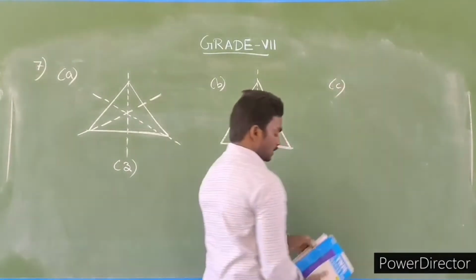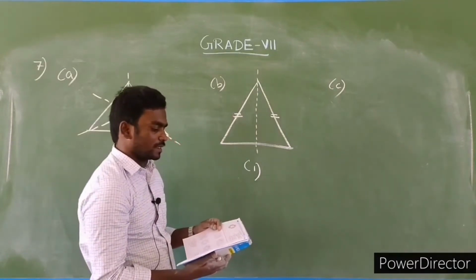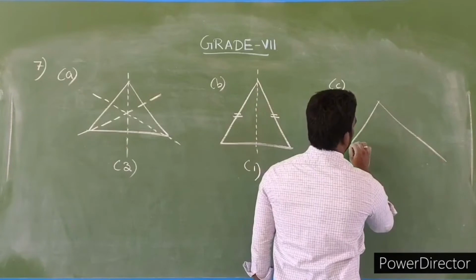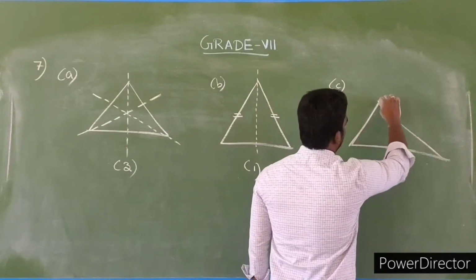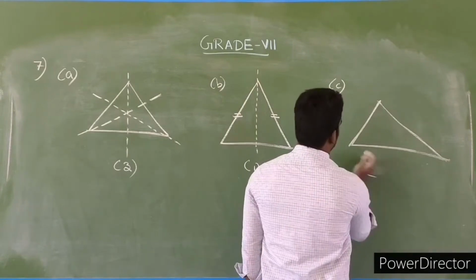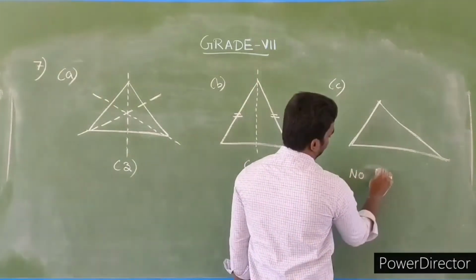Next, third, a scalene triangle. A scalene triangle means all three sides are different. All three sides are different, so we can't draw a line of symmetry. So this has no line of symmetry.